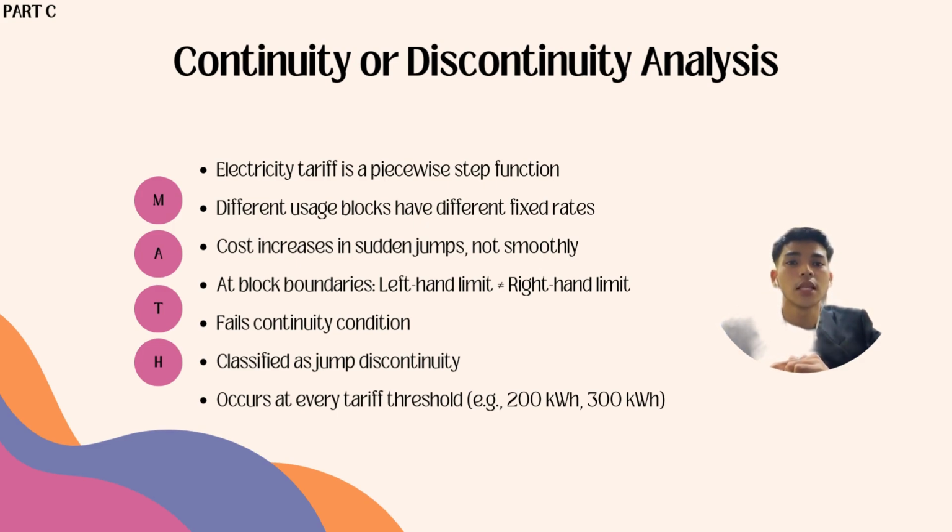At this point, the left hand limit and the right hand limit are not equal, so the function is not continuous. Thus, the electricity tariff model contains jump discontinuities at every boundary between tariff blocks, which is expected due to its step-based pricing design.